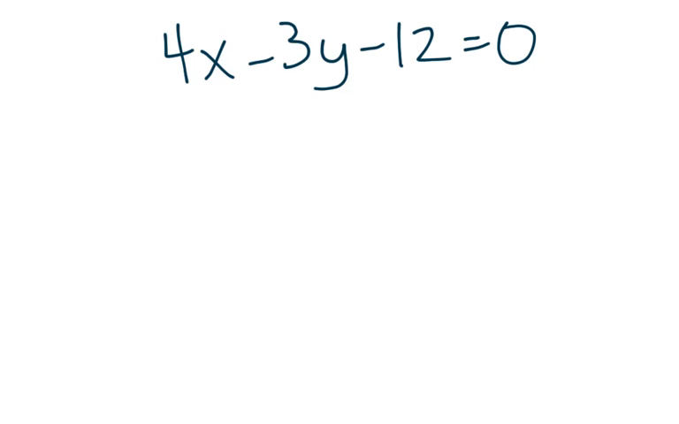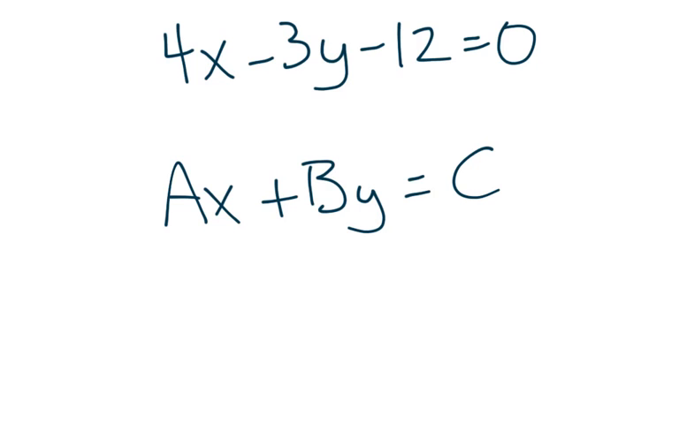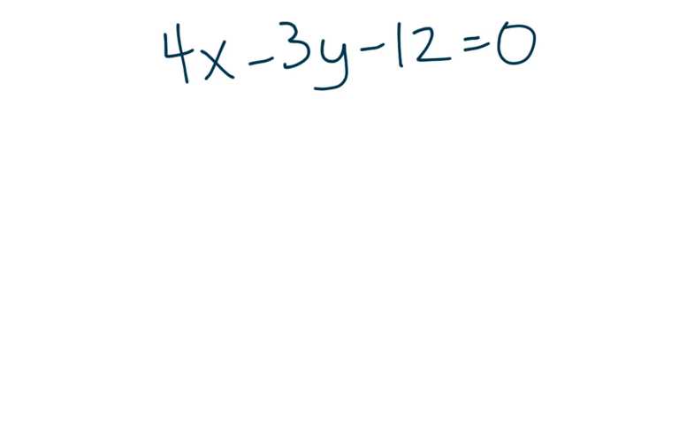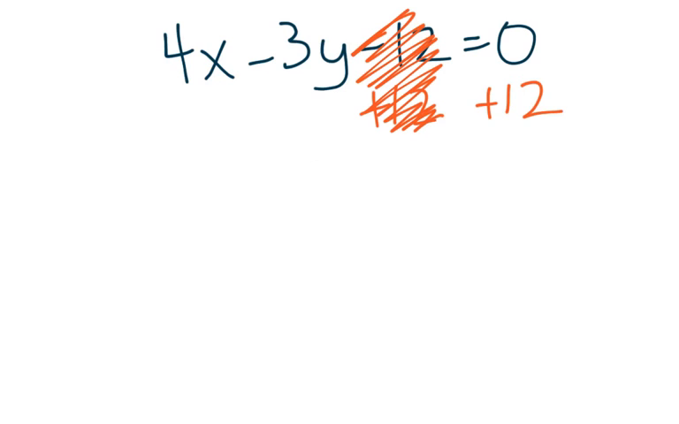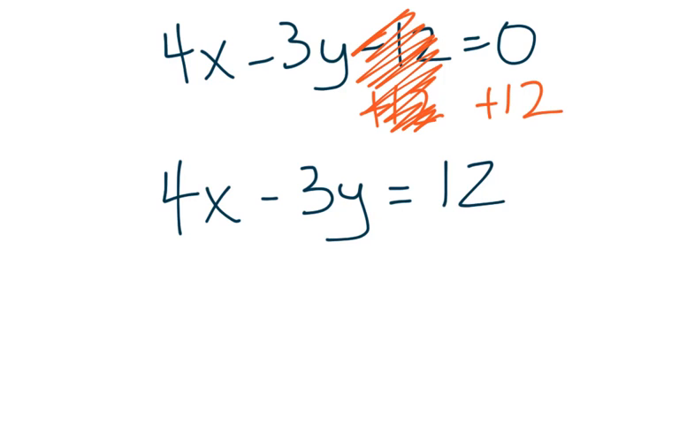Notice that this one isn't what we want it to be yet. We do have to make a change here. If you remember, the formula is ax plus by equals c. So this is c, and it needs to be moved over here. So that's the very first thing that we need to do. We're going to add 12 to both sides of the equation, and it's going to go away from here. So we're going to have 4x minus 3y equals 12.